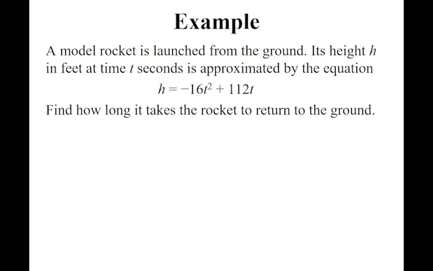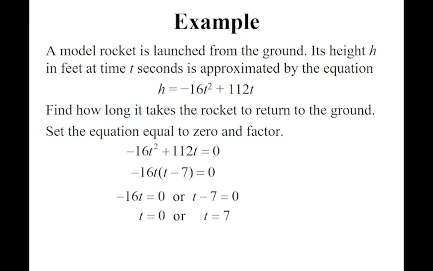So let's set the equation equal to 0 and factor, because the ground is a height of 0. So h equals 0, we're looking for t when that's happening. So negative 16t squared plus 112t equals 0. We can factor out negative 16t. That leaves us with t minus 7. Set each factor equal to 0 and solve. Negative 16t equals 0, or t minus 7 equals 0.